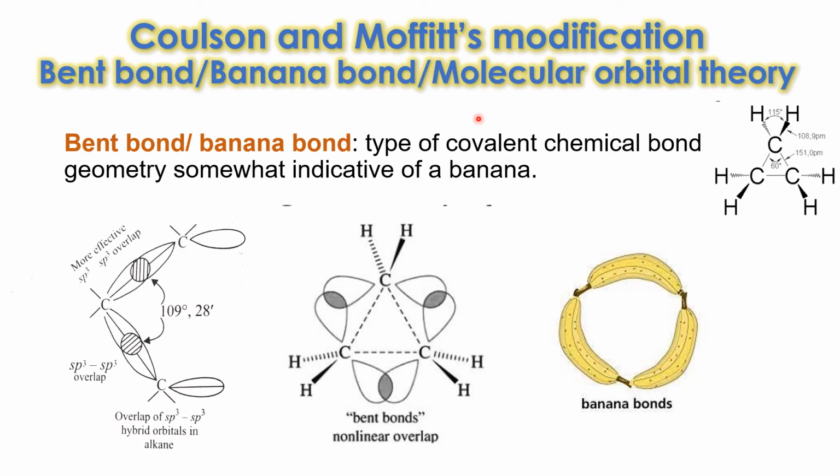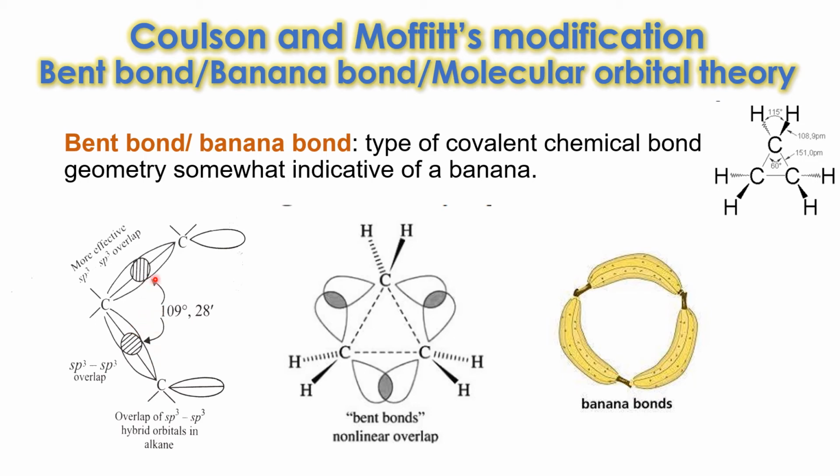So here comes the concept of bent bond or banana bond. This modification is also called molecular orbital theory. Imagine propane, which is free because it's a straight chain compound. There are three carbons: this is the first carbon, this is the second, and this is the third. These are sp3 orbitals, and you can see the compound can arrange itself in order to have maximum overlapping.